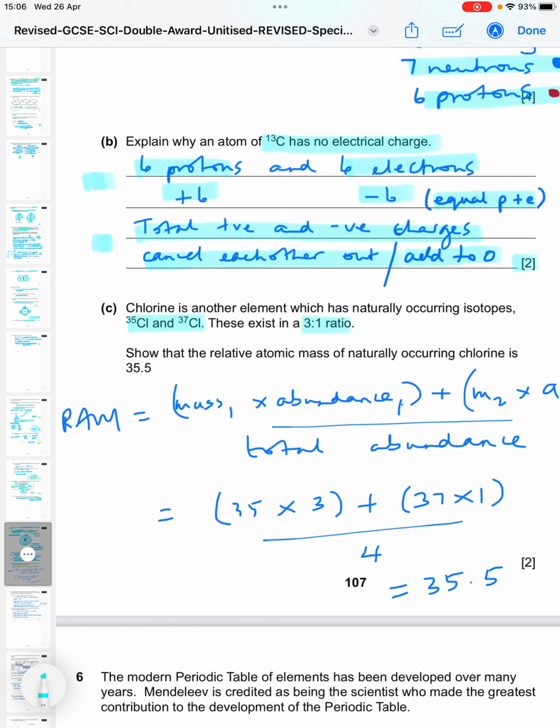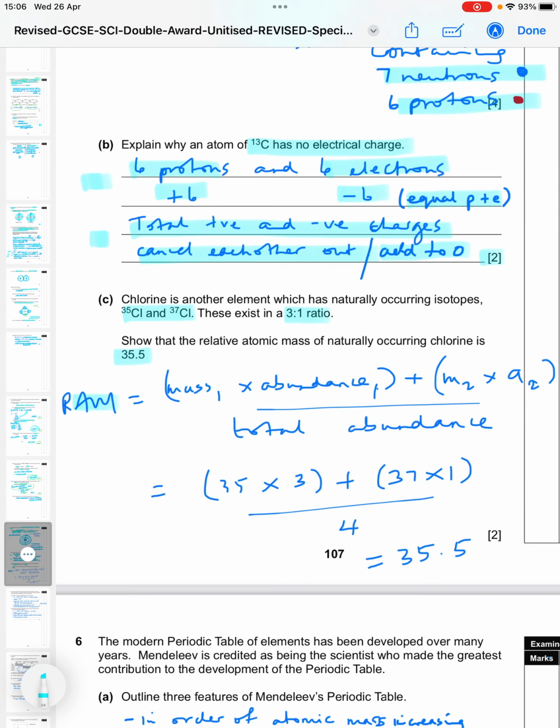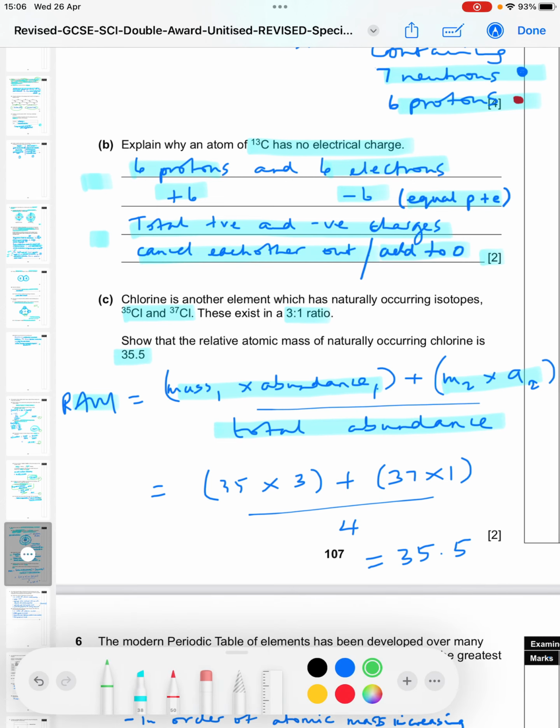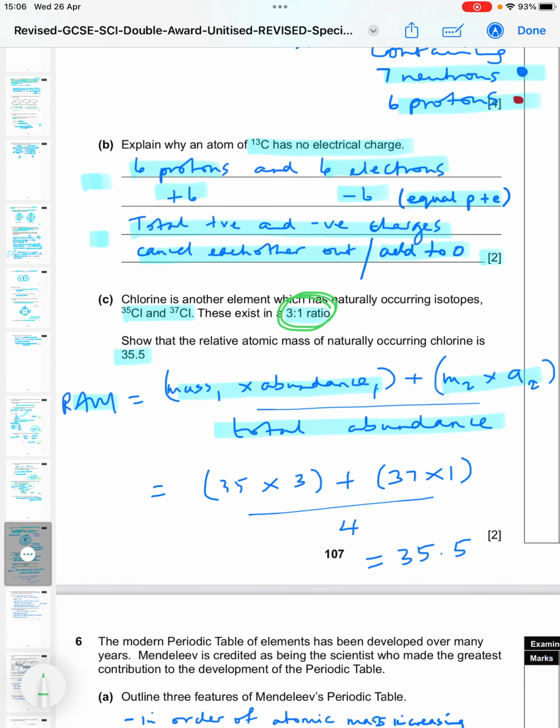So then chlorine is another element which has naturally occurring isotopes, chlorine 35 and 37. They exist in a 3:1 ratio. Show that the relative atomic mass of naturally occurring chlorine is 35.5. So you probably have done this in class as a worked example. And you know that relative atomic mass is the mass of the first isotope times the abundance of the first isotope, plus then the mass of the second one times the abundance of the second one. And you can keep doing that for the third and fourth and so on, and then divide it by the total abundance.